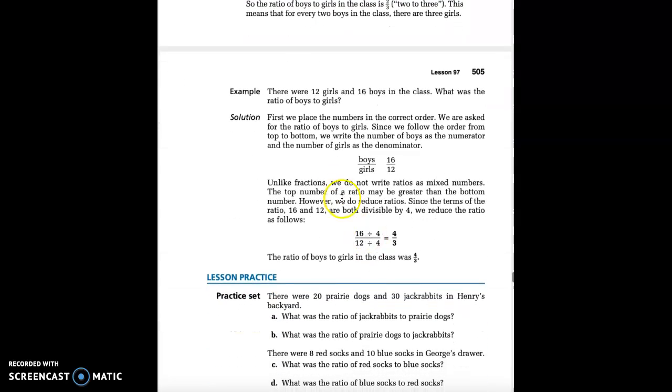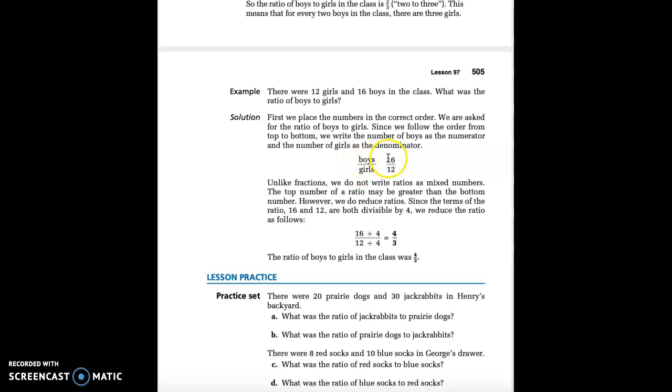Let's look at the next example. It says there were 12 girls and 16 boys in the class. What was the ratio of boys to girls? Notice they switched it up on you. We have girls as our first, and we have boys as our second unit. But the question is, what is the ratio of boys to girls? So we're going to put our unit of boys in our numerator and our unit of girls in the denominator.